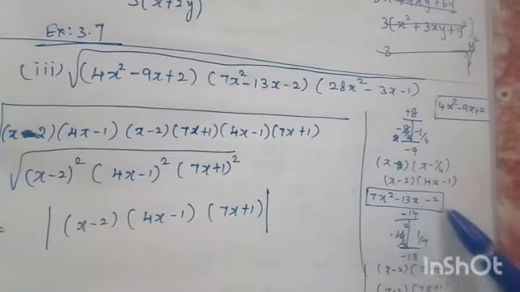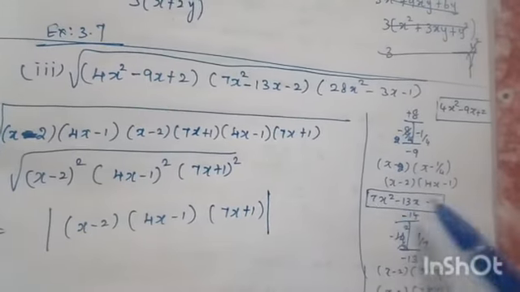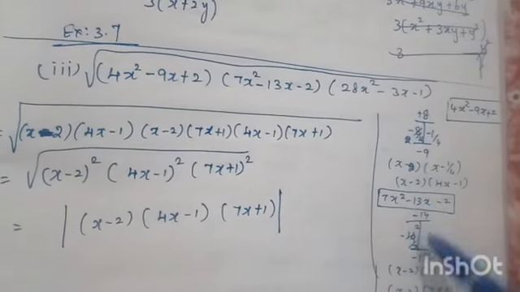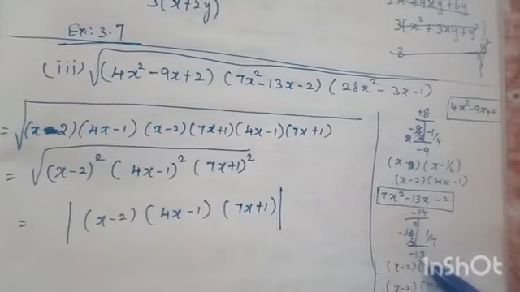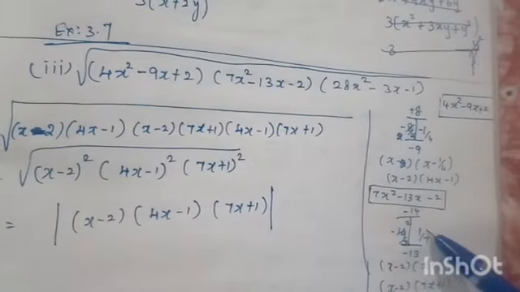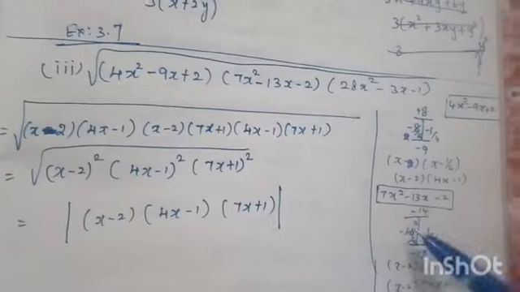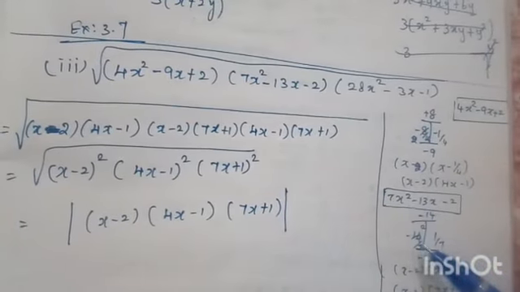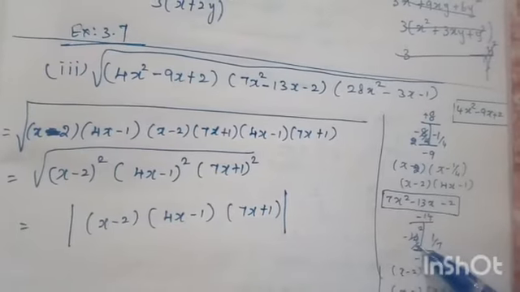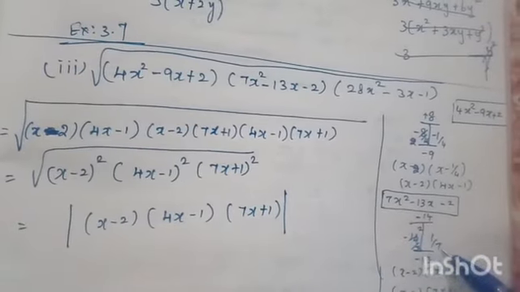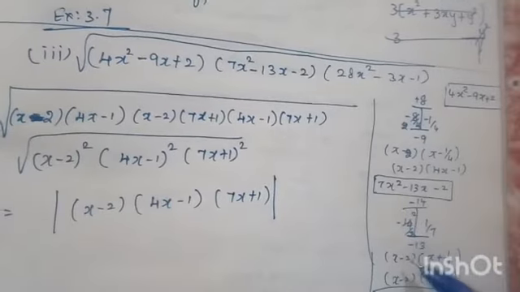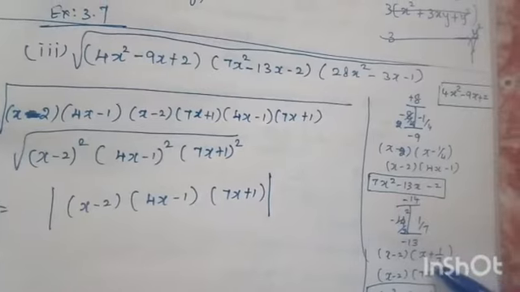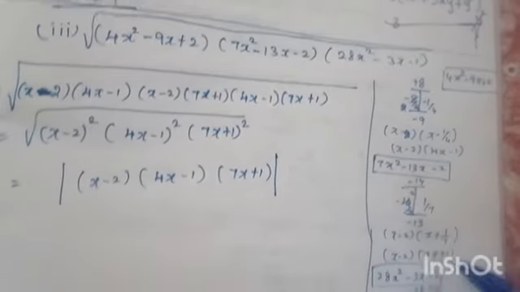Next is 7x squared minus 13x minus 2. Multiply 7 into minus 2, that is minus 14. This is the product value. Minus 13 is the adding value. So minus 14 and 1 are the factors. Divide by 7, because in the beginning we multiplied with 7. 1 7 is 7, 2 7s are 14. Here cancelling is not possible. So it is (x minus 2)(x plus 1 by 7), that is (x minus 2)(7x plus 1).